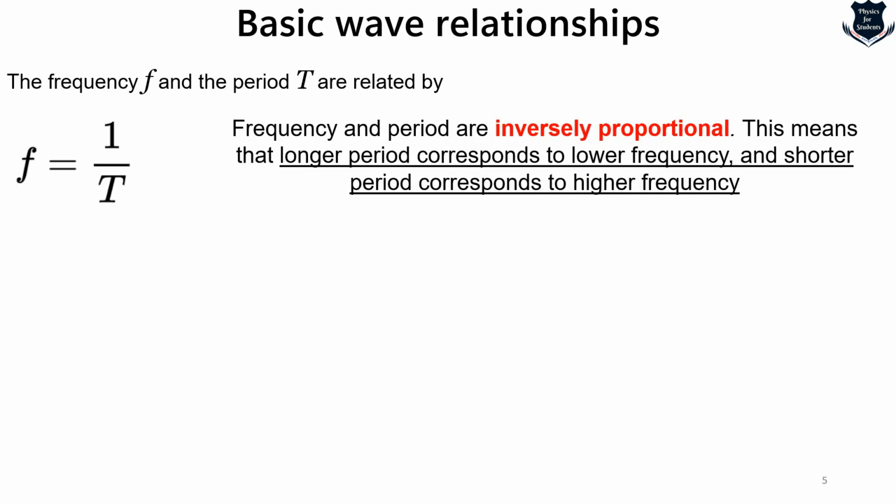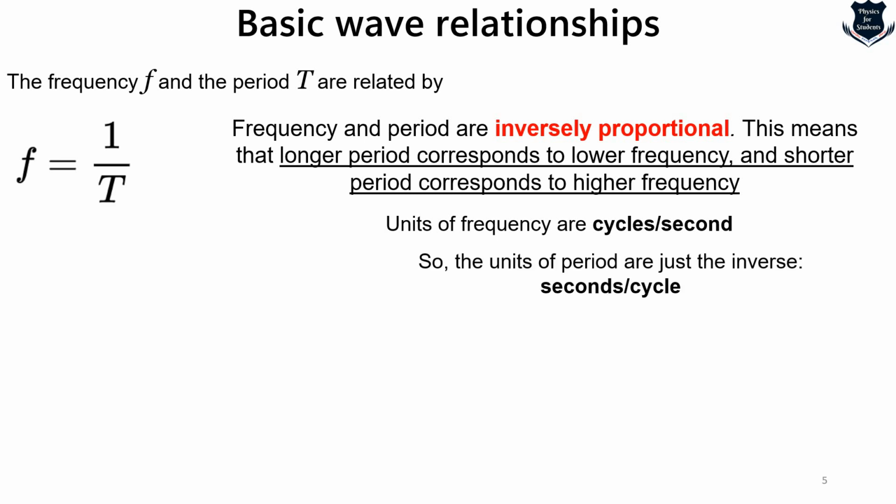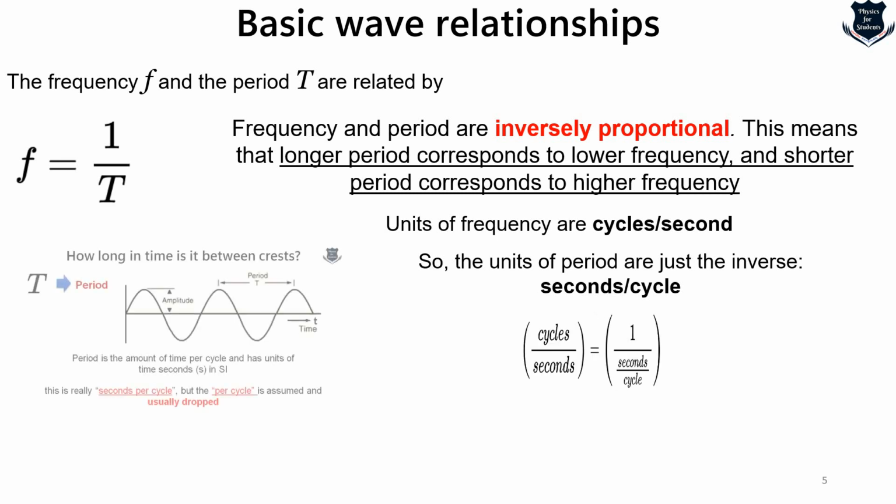So what does this equation tell us? It tells you that the frequency and period are inversely proportional to each other. This means that a longer period corresponds to a lower frequency and a shorter period corresponds to a higher frequency. We have also found that the units of frequency are cycles per second, and the units of period are just the inverse, so seconds per cycle.